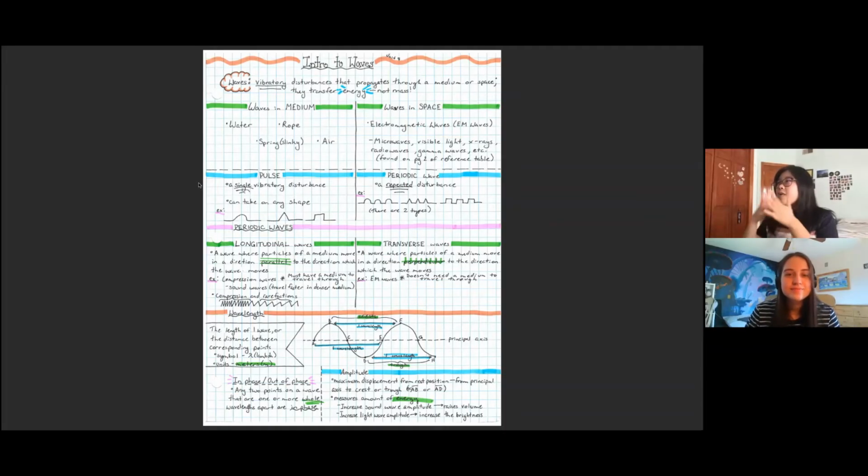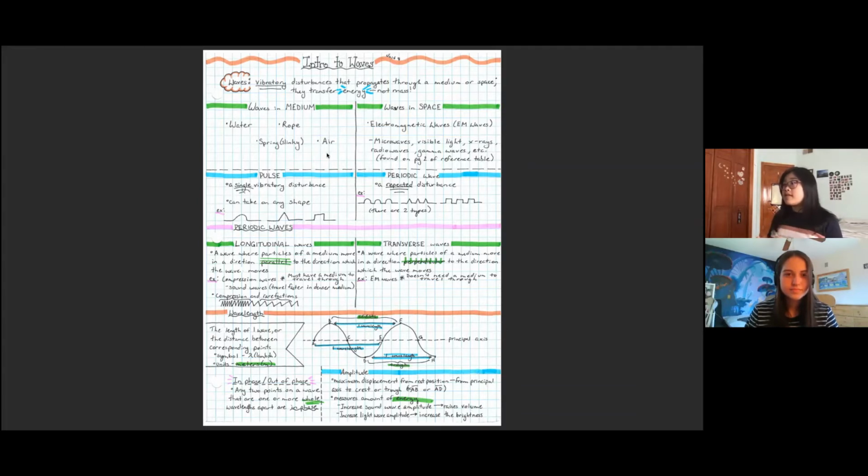Okay. Waves, what are they? Waves are vibratory disturbances that propagate through a medium or space. They transfer energy and not mass. That is very important to remember. So waves in a medium can include waves going through water, rope, slinky, spring, and air.